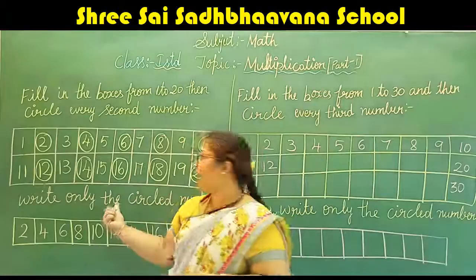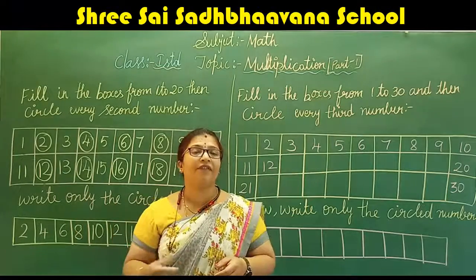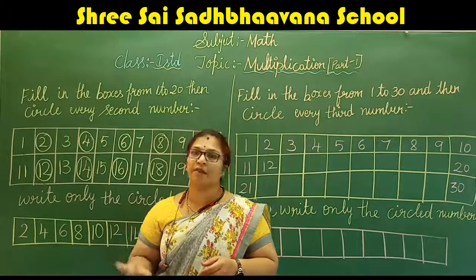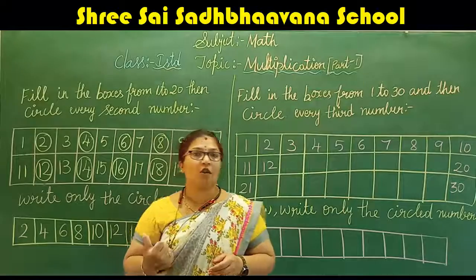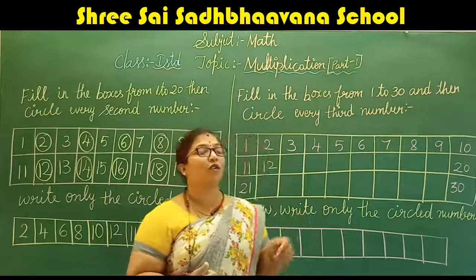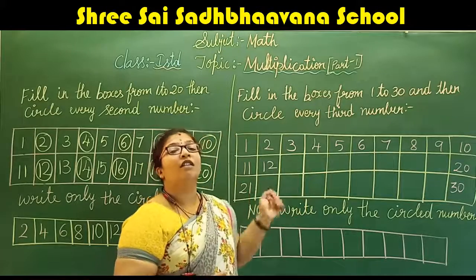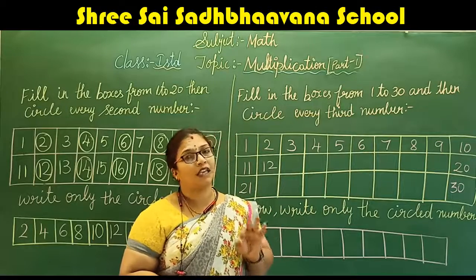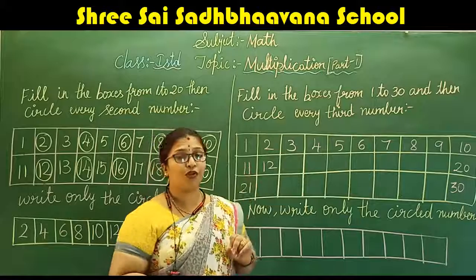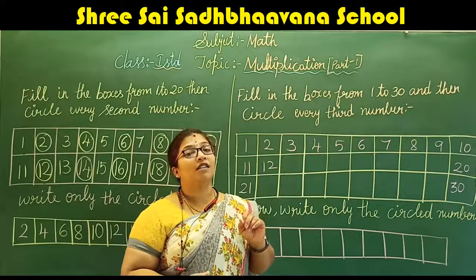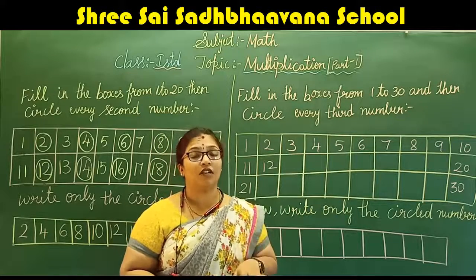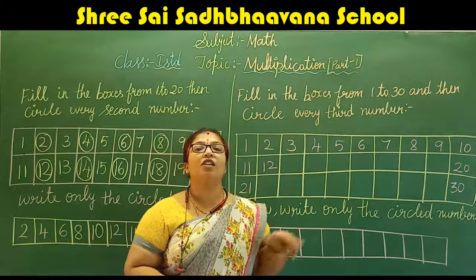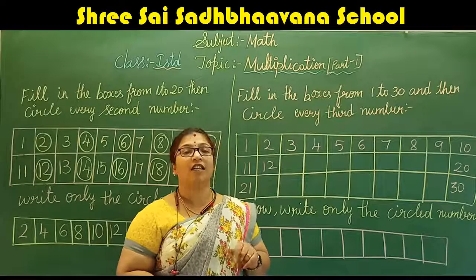So here what we have done, the second number we circled. That is called 2 number skip counting. And this is called 3 number skip counting. So what we have to do? We have to circle each third number. 2 numbers we have to skip and the third number we have to circle it.